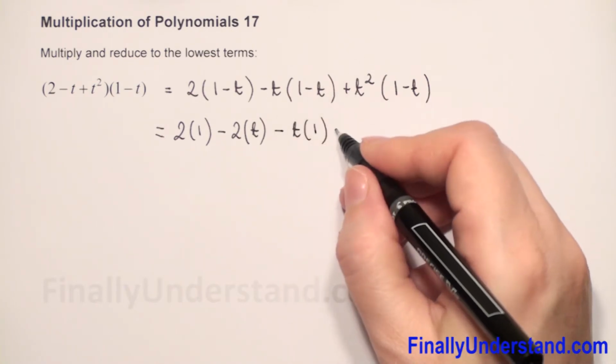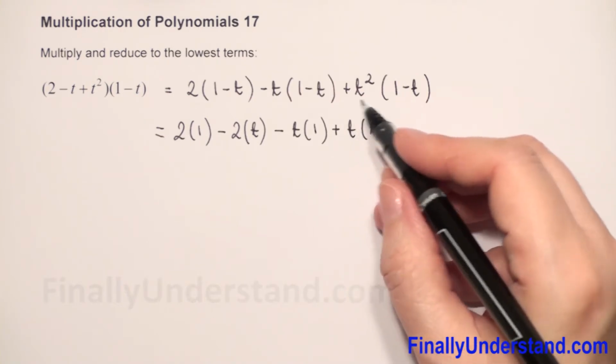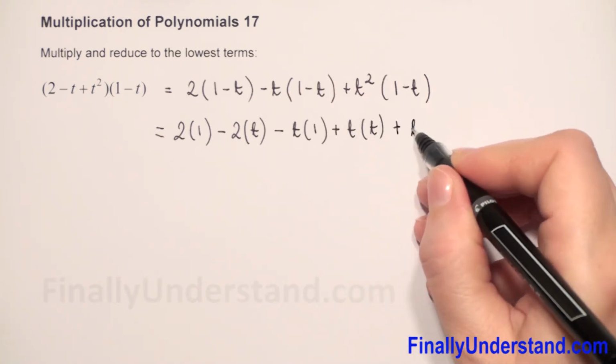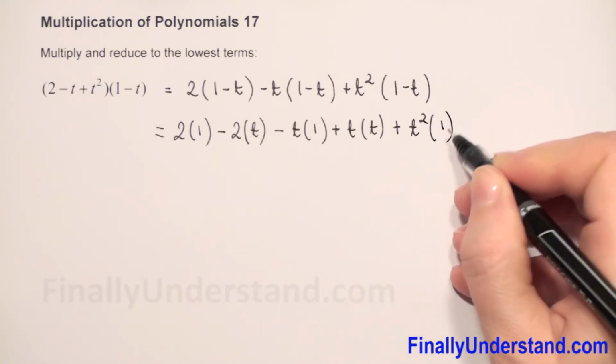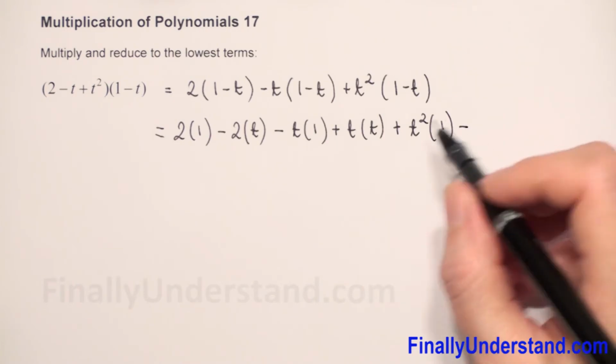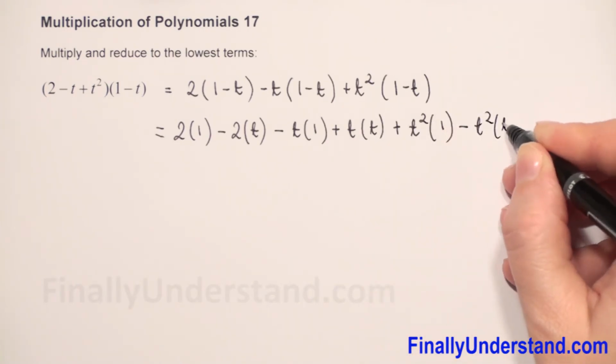Negative times negative, so it will be positive. We have t times t. And the last term, we have positive times positive, so it will be positive t squared times 1. And t squared times negative, so positive times negative gives me negative t squared times t.